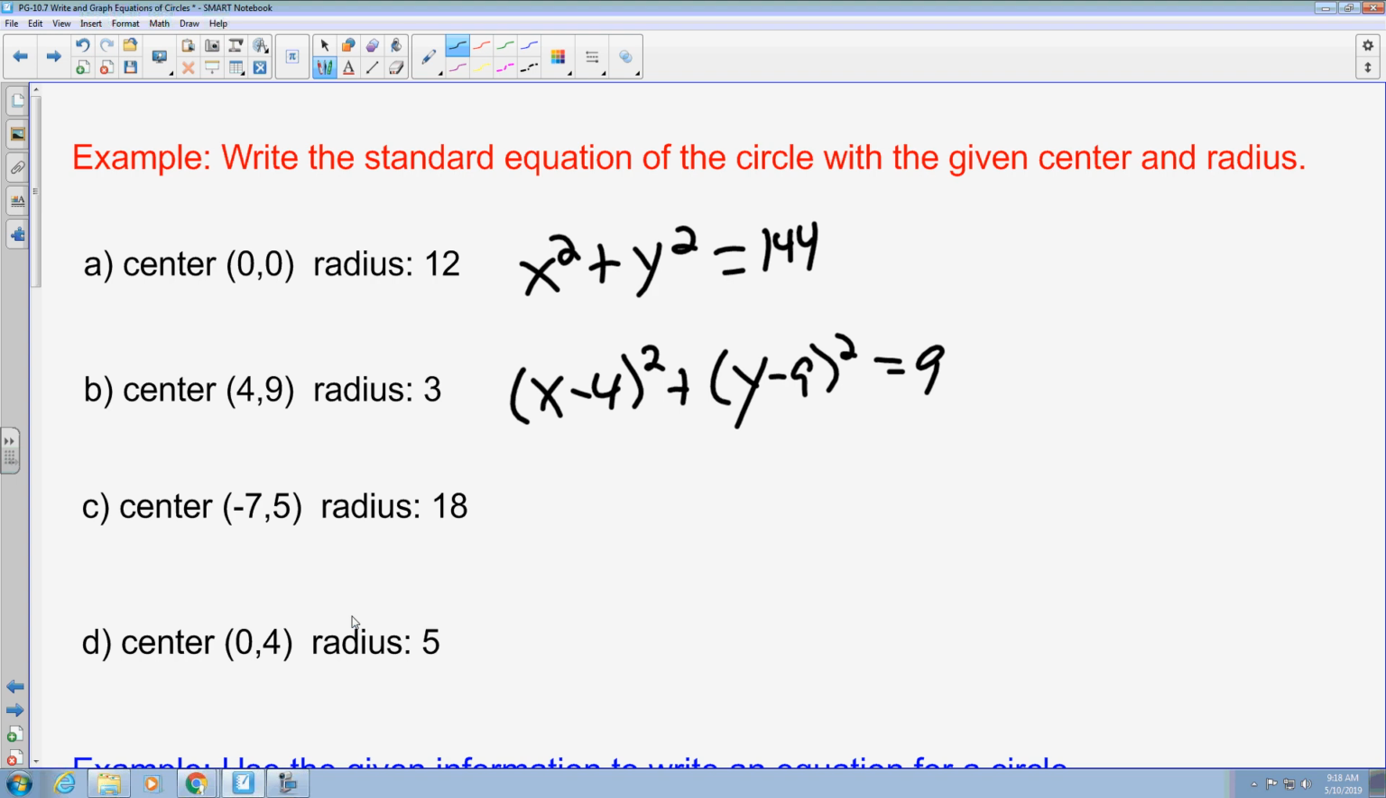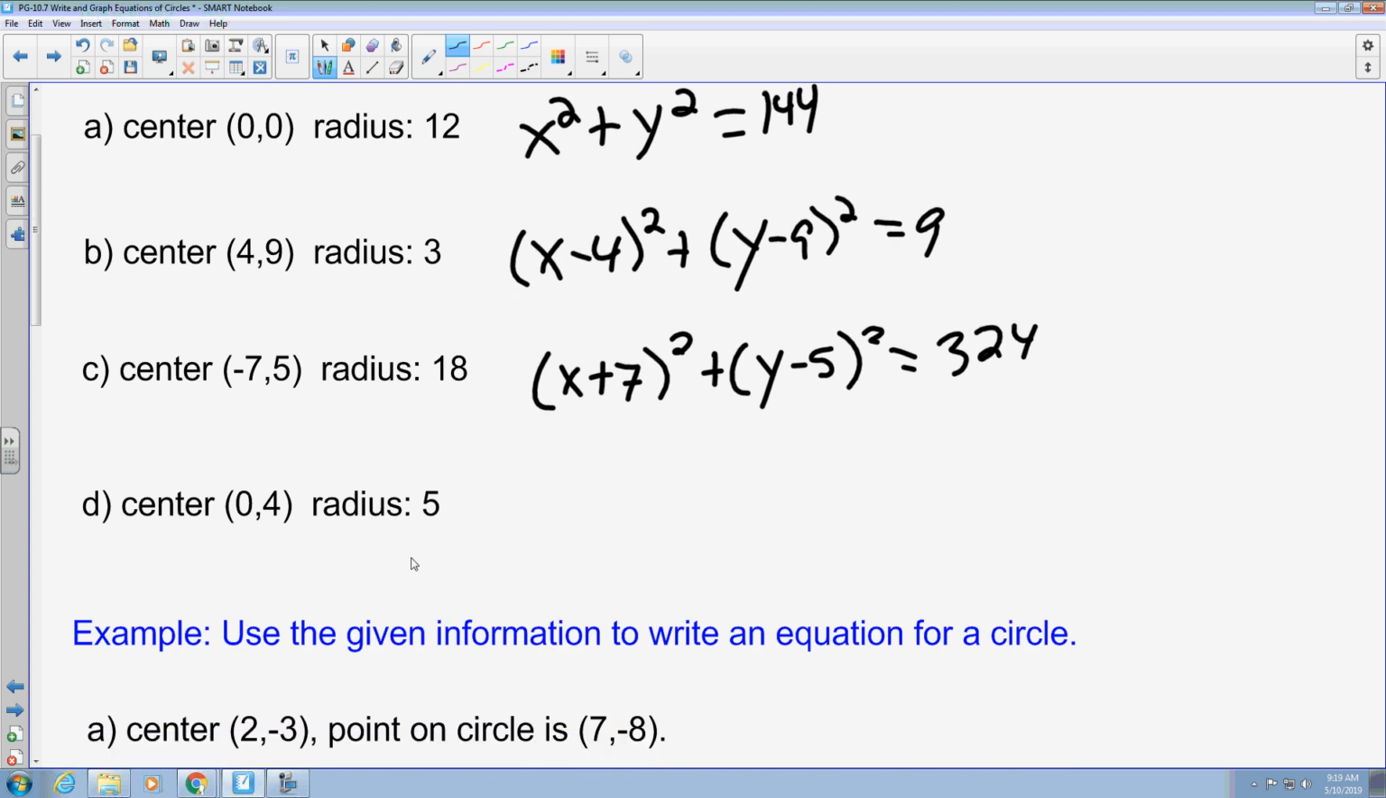C, it's going to be x plus 7, because again, it's the opposite, quantity squared plus y minus 5 quantity squared is equal to 18 squared, which gives us 324. And the final example in this little step here, it's going to be x squared, because it's 0, plus the quantity of y minus 4 squared is equal to 5 squared, which is 25.